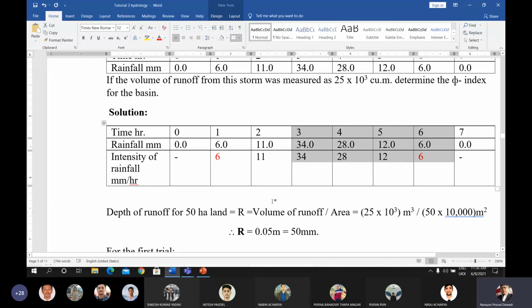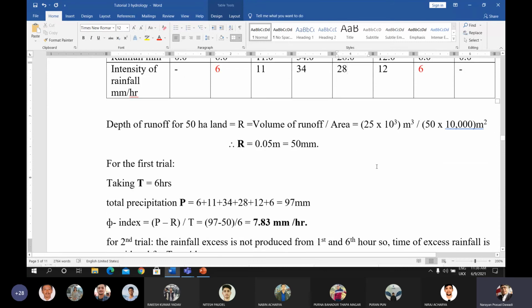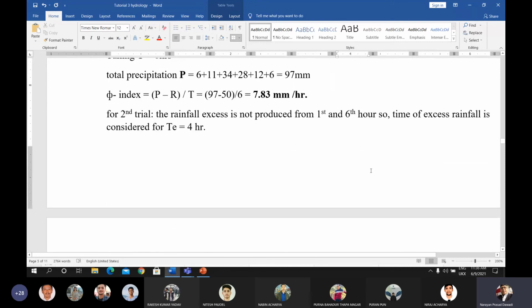So the remaining time will be 1, 2, 3, 4 hours: from 1 to 2 hour, 2 to 3 hour, 3 to 4, 4 to 5. The 5 to 6 hour is not considered, because the rainfall rate is low. So the time of excess rainfall for the second trial will be TE equal to 4 hours.